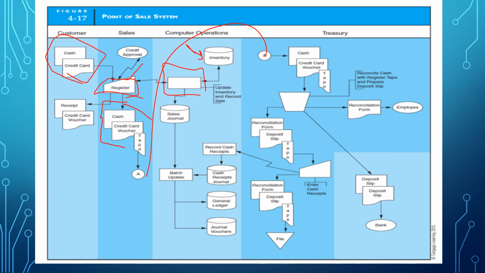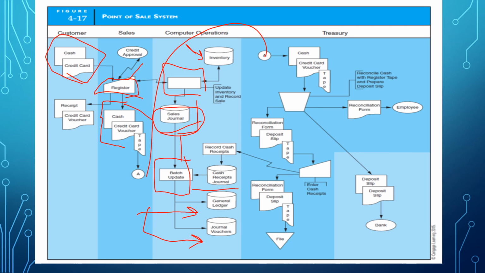And then it also goes to the sales journal to update the sales journal, and they will also create another automatic processing called batch processing. In batch processing, we will read from the sales journal file, which is the transaction file, as the input, as well as the cash received journal, and then they will update the general ledger as well as the general journal vouchers of sales.